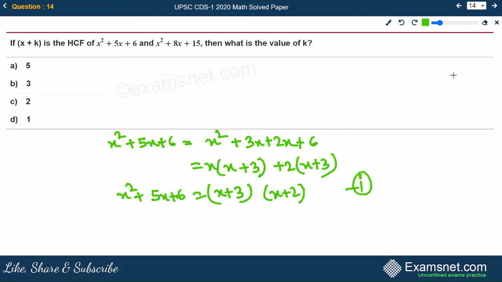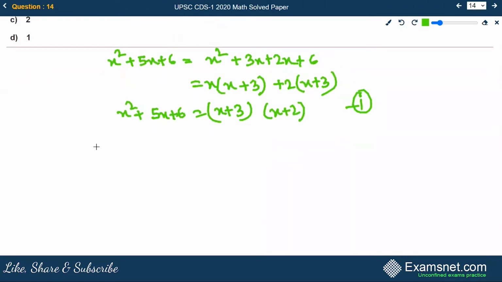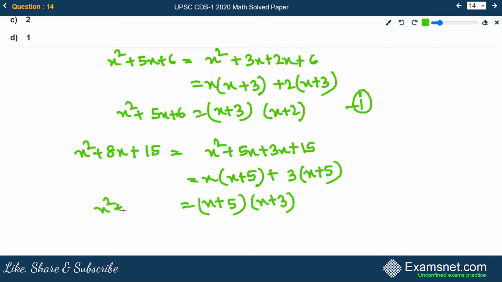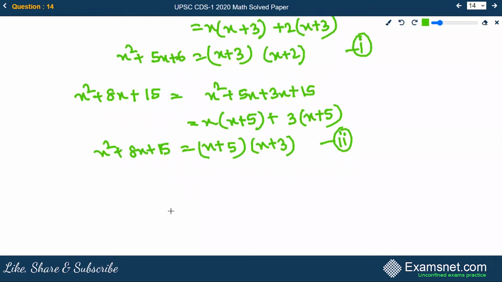Let's name it 1. Next, we will factorize x square plus 8x plus 15: x square plus 5x plus 3x plus 15. So after taking x plus 5 common, we will get x plus 5 and x plus 3. These are the two factors of x square plus 8x plus 15. Let's name it 2. Now we can see x plus 3 is the common factor of both of them.